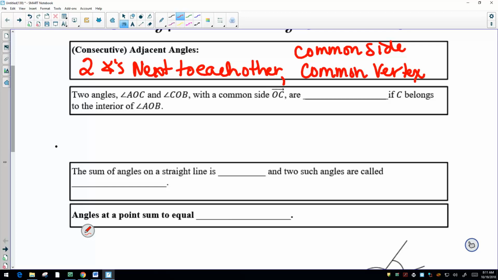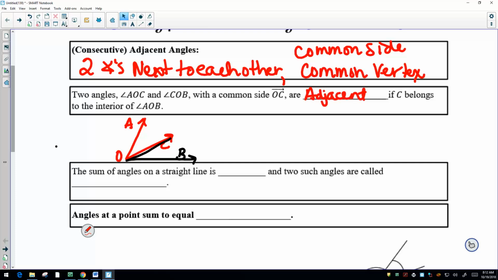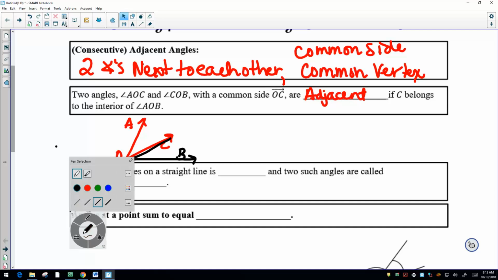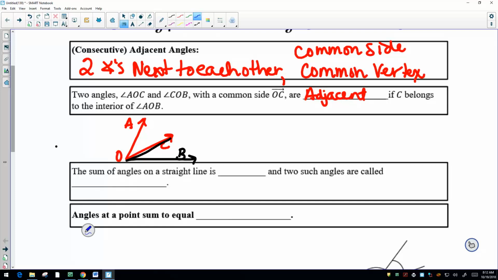So, for instance, we have two angles, angle AOC, and I'm going to draw a picture to help illustrate this. So we have angle AOC and angle COB, and they have this common side OC, and you can see that as I've traced over that, we can say that these are adjacent. It says if C belongs to the interior of angle AOB. So angle AOB is this entire angle.